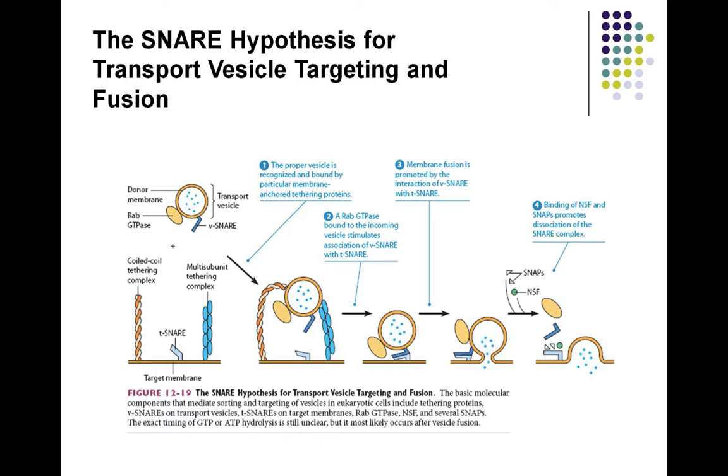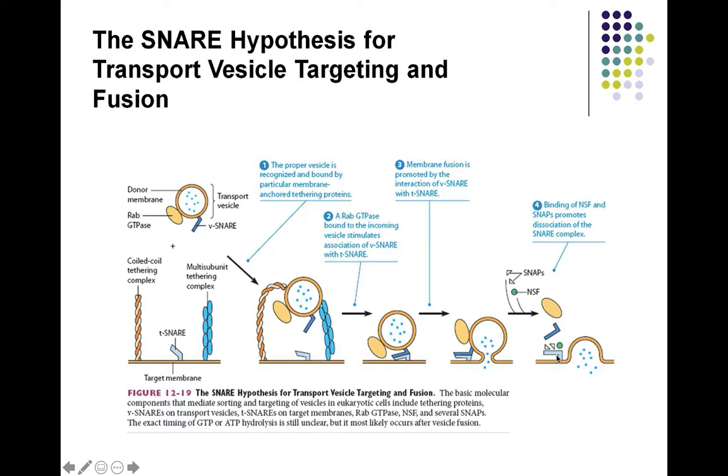So the transport vesicle now will be fused with the membrane of the target organelle. There's fusion, and the cargo will now be released to the target compartment. How the SNARE complex dissociates, additional elements are involved. The NSF and the SNAP proteins will play important roles in order to dissociate the SNARE complex, the V-SNARE and T-SNARE complex.